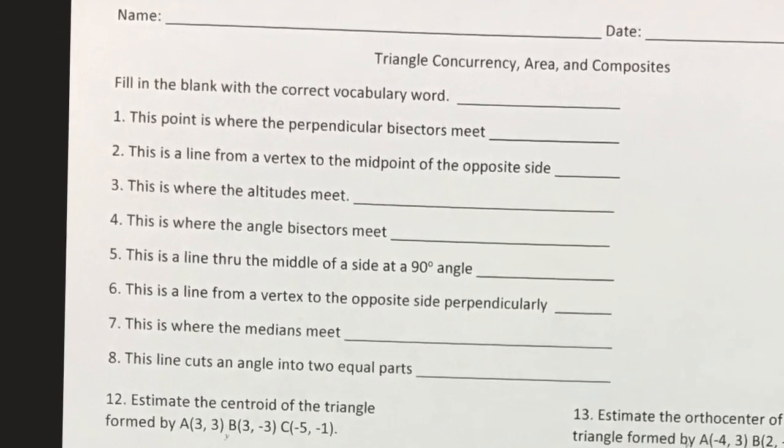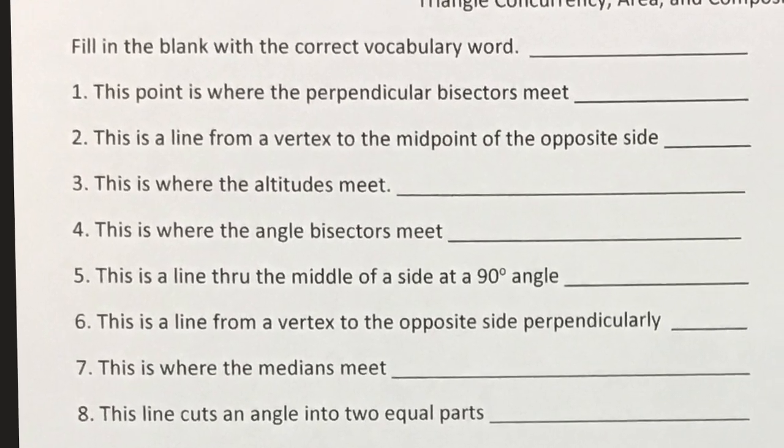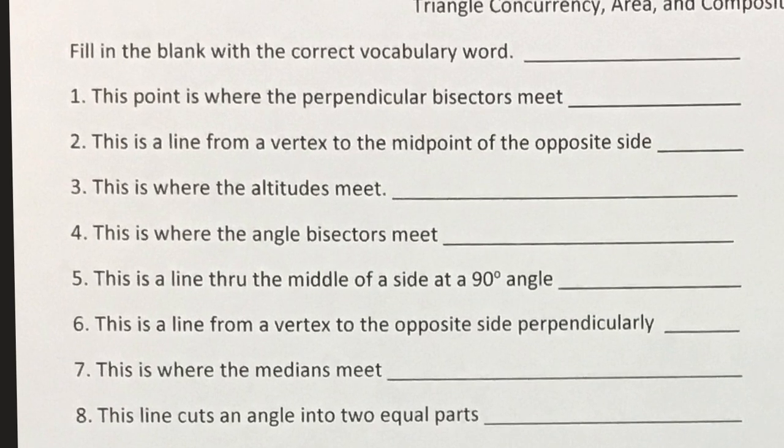Okay, I'm making this video here in second period about concurrency, area, and composites. The worksheet that goes along with this should be somewhere close to this link here in Schoology. You probably didn't do this in class, especially if you're in Moreno's classroom, but it's okay, you can do it now. So 1 through 8 are all vocabulary words.